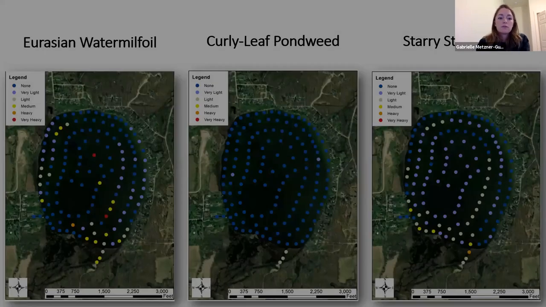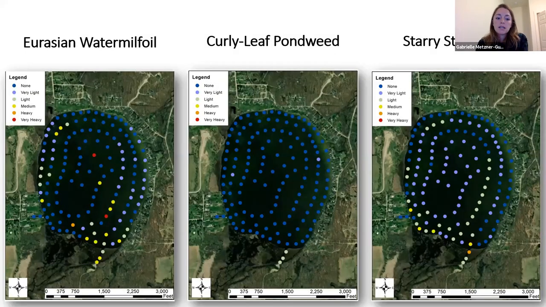So you can see that Eurasian water milfoil, to the left, is more towards the west side, northwest side, and then also towards the middle and the south, southeast portion. Near the boat launch is pretty typical when you see those species. This species also grows pretty high and can top out. As you probably observed throughout the year, it can cause those recreational nuisance conditions, and it can get stuck in your boat prop.